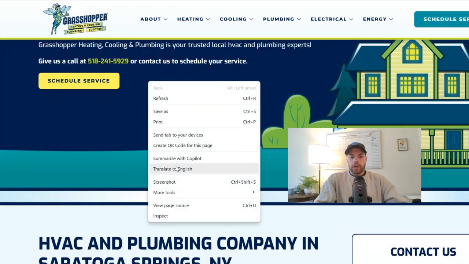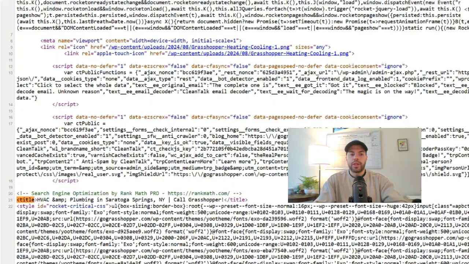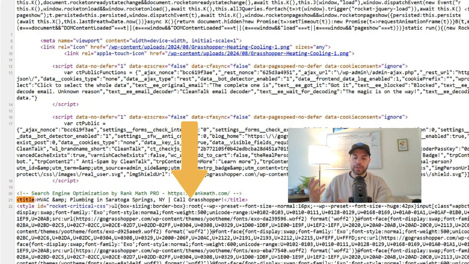Next, I'm going to go back into the page source code just so you can look at something as well. I'm going to search for title. Again, the title here is HVAC and plumbing in Saratoga Springs, New York. Call Grasshopper. You don't need the phrase call Grasshopper in there because you don't even know what the number is, so that takes away character limit. But number two, again, having HVAC and plumbing in your title tag is a big ranking factor.